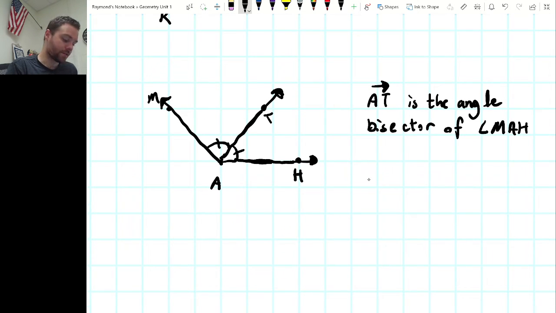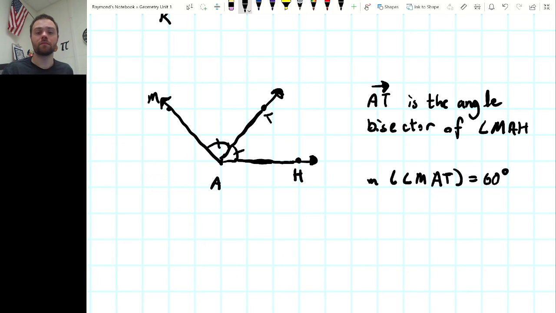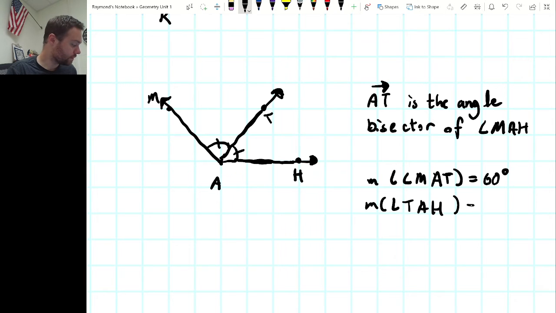It says the measure of angle MAT is equal to 60 degrees. And then it says the measure of angle TAH is equal to 4x plus 20.